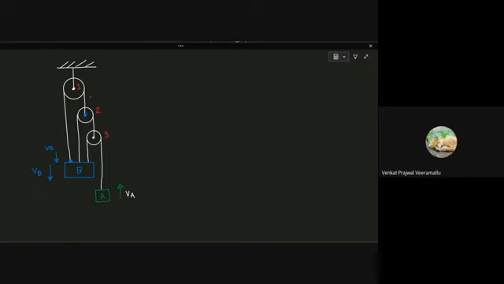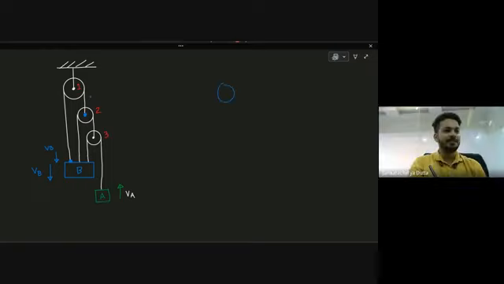It's going up by VB. It's a fixed pulley. If this end of a fixed pulley is going down with VB, then the other end will definitely come up by VB. That is the basic logic for a fixed pulley. Fixed pulley, you don't have to worry.